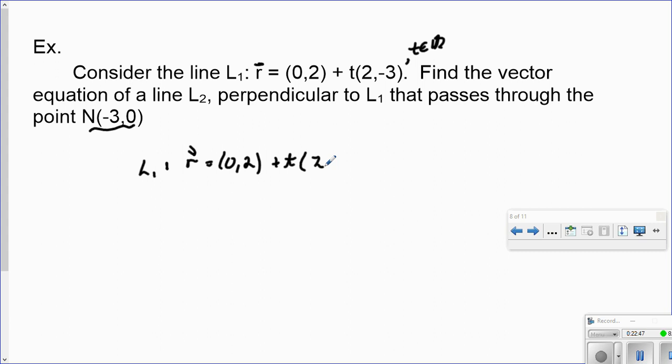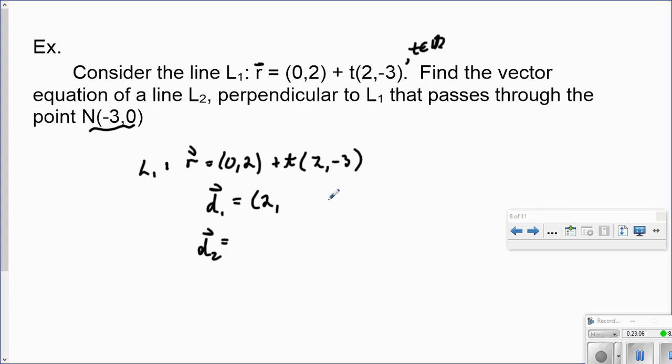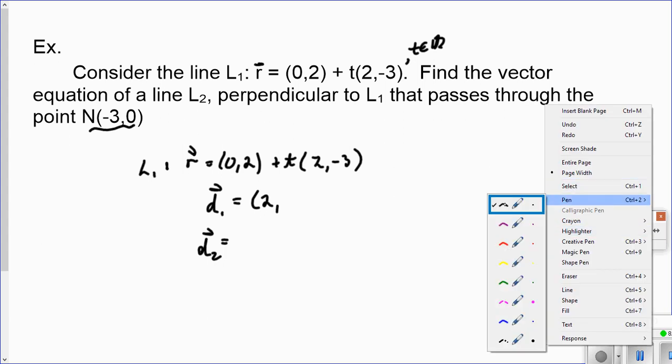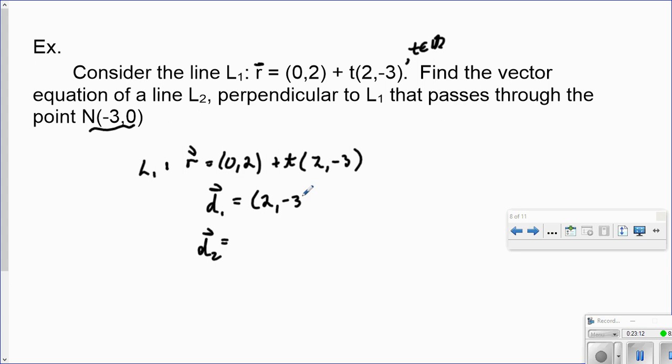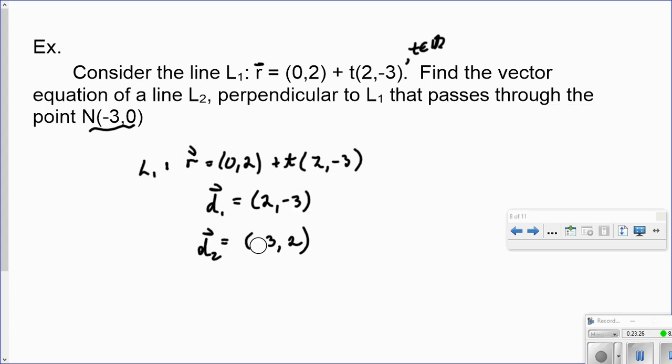Now our direction vector of L1 is the vector (2, -3). The direction vector for L2 is perpendicular. So what I do here is take a look at the direction vector for L1, and I flip the components, and I make one of them negative. I'm going to make the component that's already negative positive.